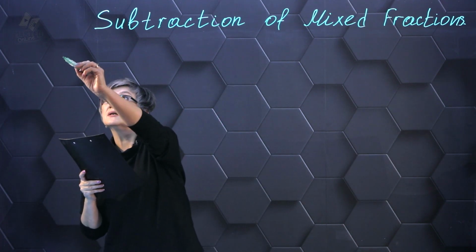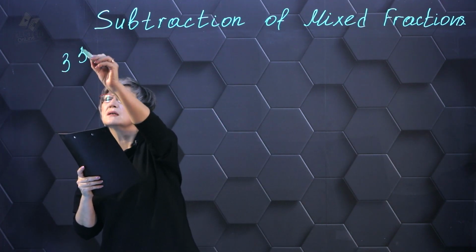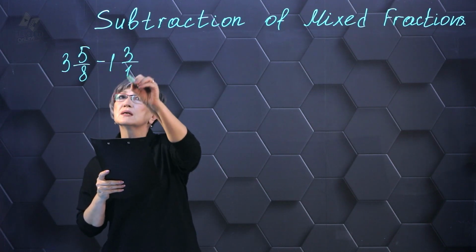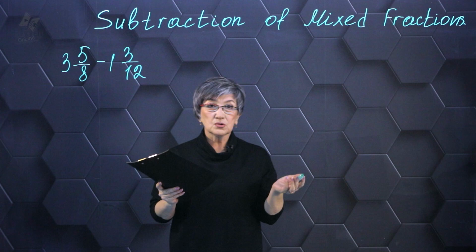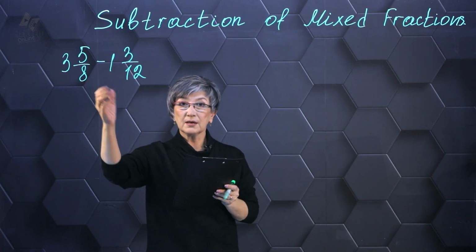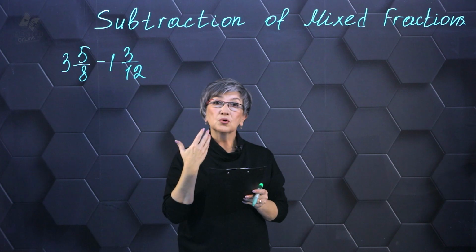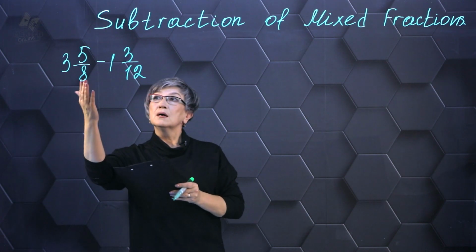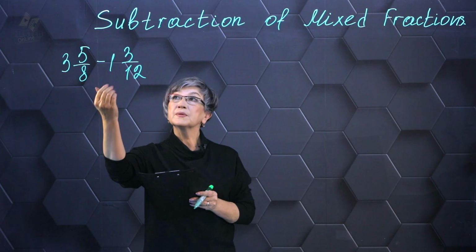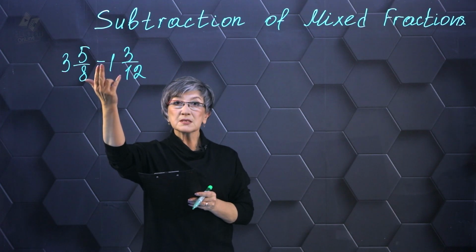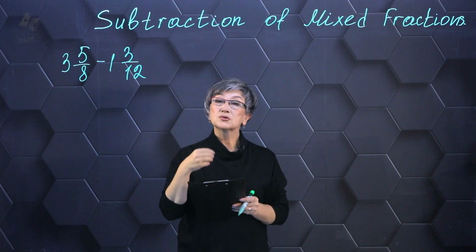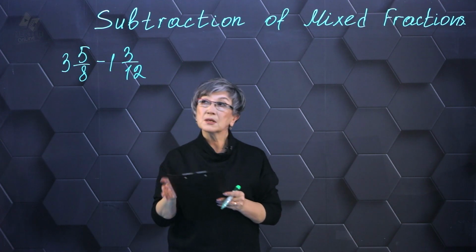So our example looks like this: 3 5/8 minus 1 3/12. So what are we doing? We see two mixed numbers, or mixed fractional numbers. Notice that my denominators are not equal. I have a minus sign between the fractional numbers. So I conclude that I need to bring them to a common denominator.